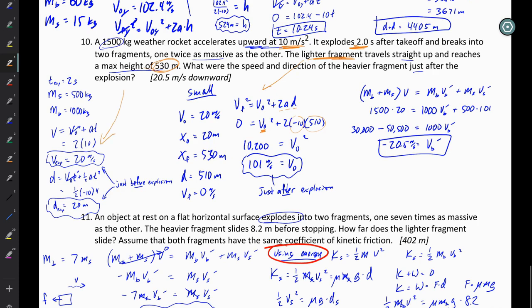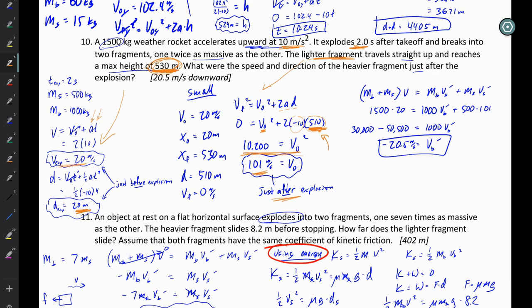Oh, yeah, I did do some kinematics to find the height and the time that it exploded at. Right, so given its acceleration and 2 seconds, we can find that it was moving at 20 meters per second at the moment of the explosion. And given that same information, we can find that it was 20 meters off the ground at the moment of the explosion. So if the small fragment reached a maximum height of 530 meters, that tells us that it went 510 meters above the explosion point. So, working backwards from its maximum height, we can find the small fragment's velocity immediately after the explosion. So, the small fragment's velocity after the explosion is 101 meters per second using kinematics.